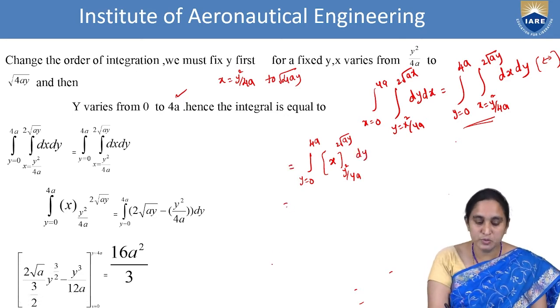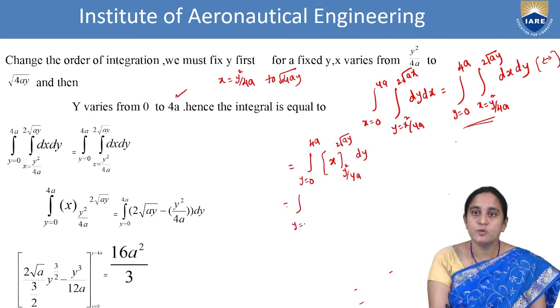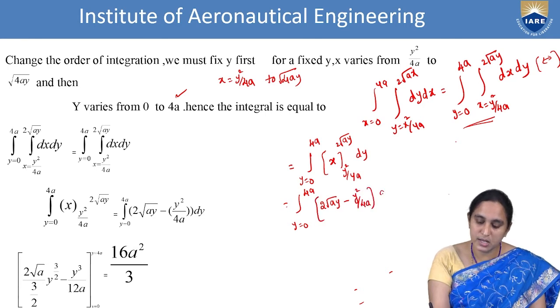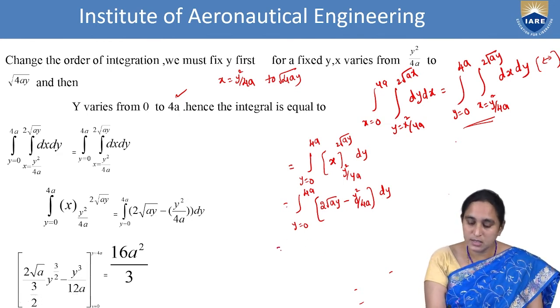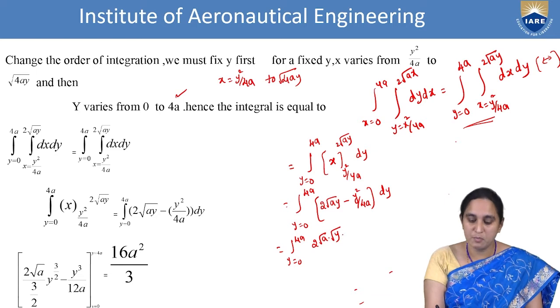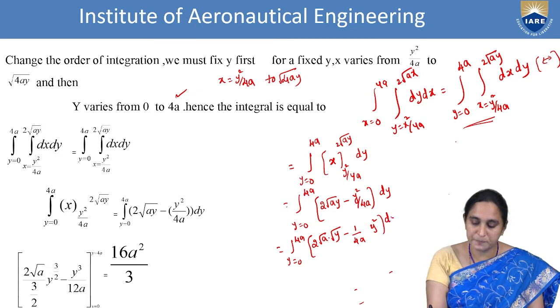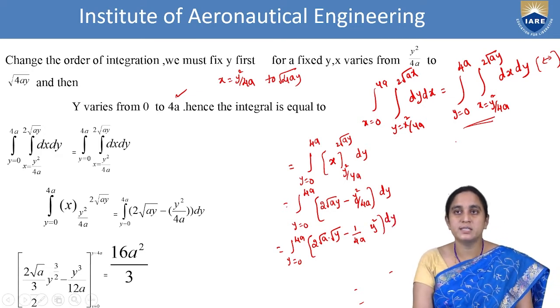From that, I am substituting the limit points, that is y is equal to 0 to 4a, and the x limit points give 2 root ay minus y square by 4a, into dy. Now, next the integral of y is equal to 0 to 4a, 2 root a into root y minus 1 by 4a into y square into dy. Okay. After substituting the limit points of x, now I'll integrate with respect to y.